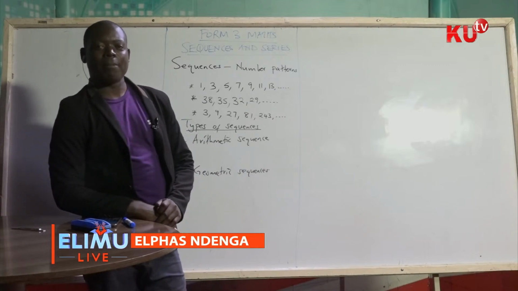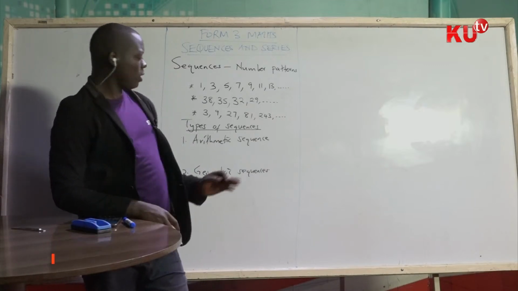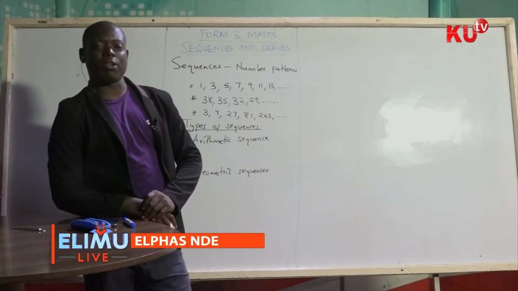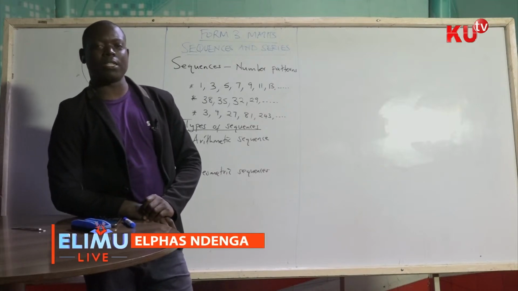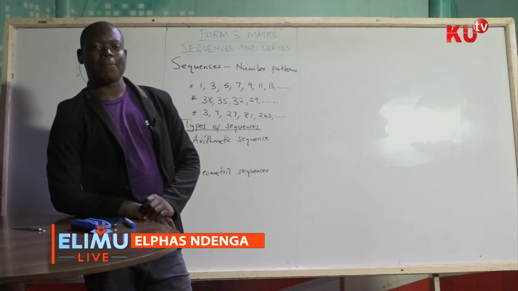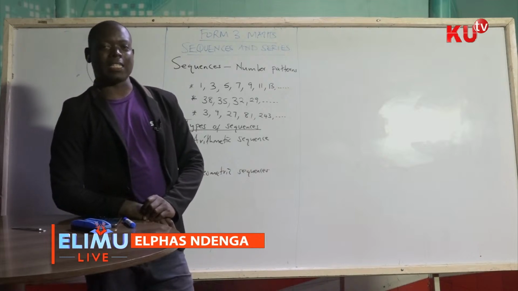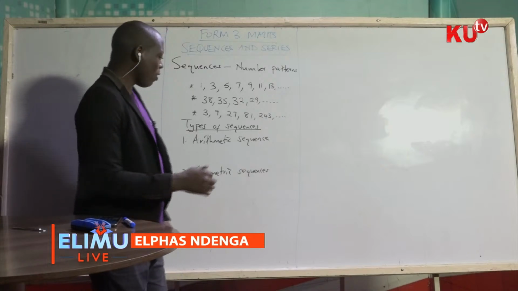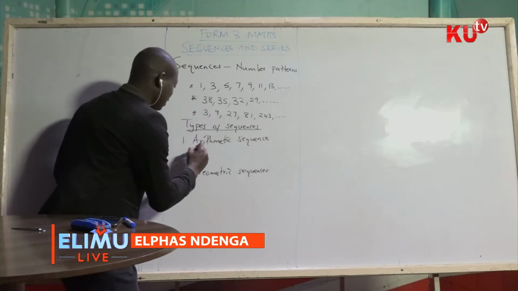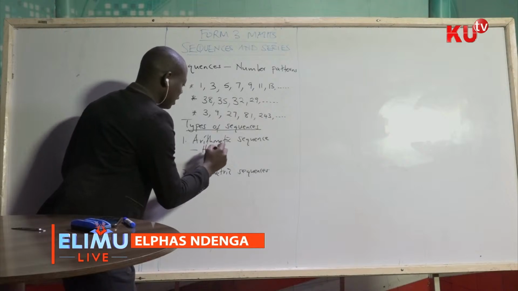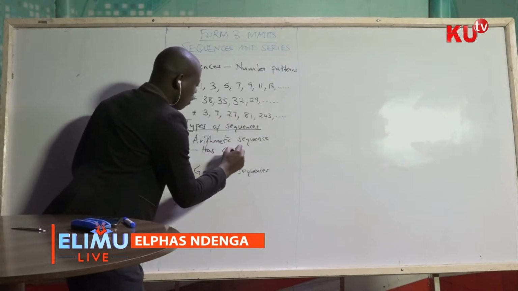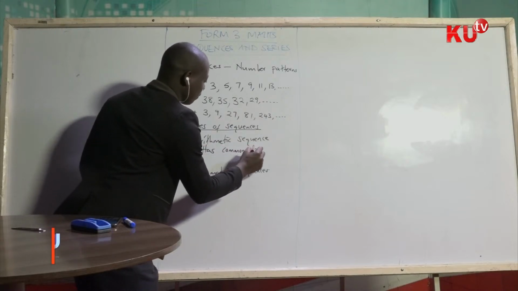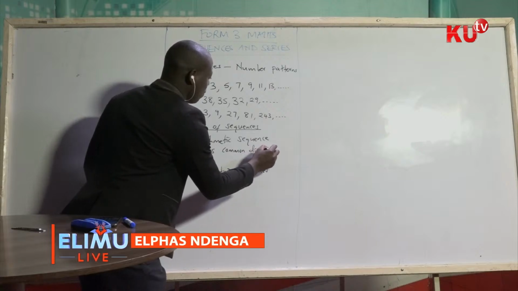Who will then help us tell the difference between the arithmetic sequence and geometric sequence, students? Right. The arithmetic sequence is characterized by what we call the common difference. How do we denote common difference, students?